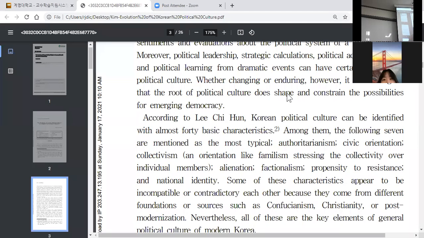Alienation, I'm only alone. This seems like an opposite. But in this case, alienation often refers to, you know, our Korea is so poor, the rest of the world hates us. So there's this sense of we have to be together because everybody's against us. Factionalism, my team is not your team. Propensity to resistance. People tend to fight. People tend to argue against things they don't like. They don't just say, okay.